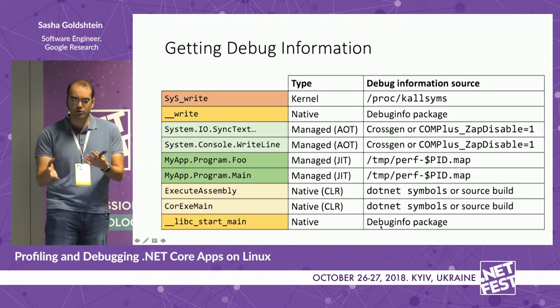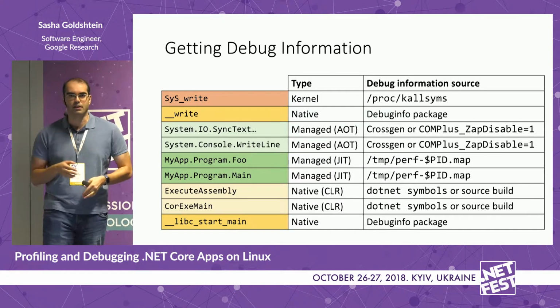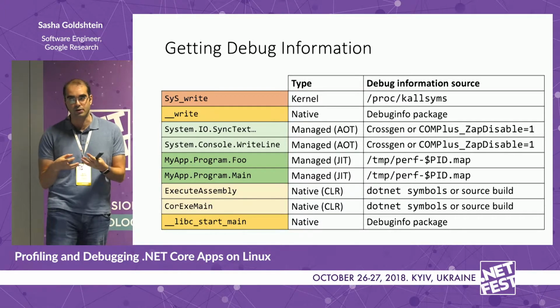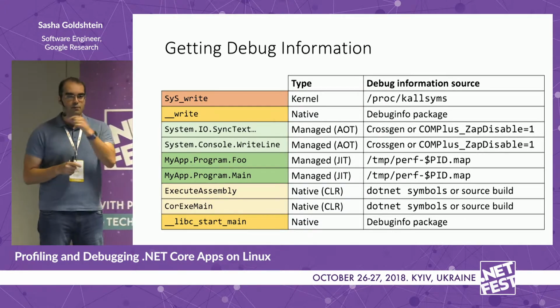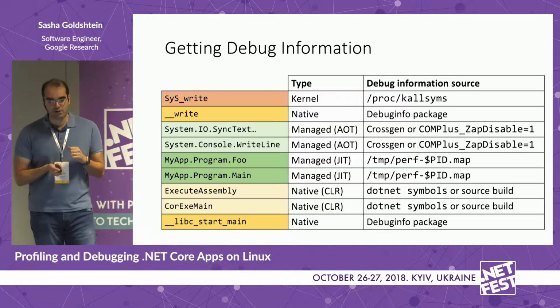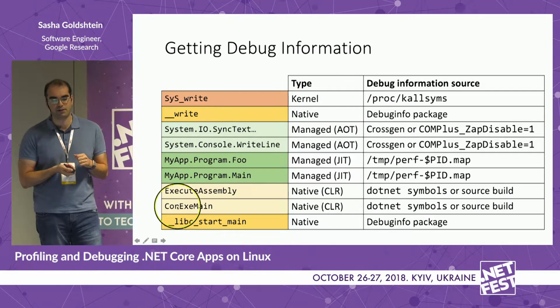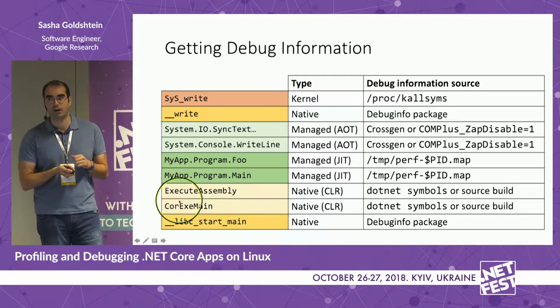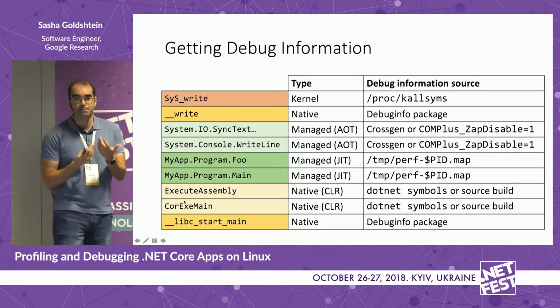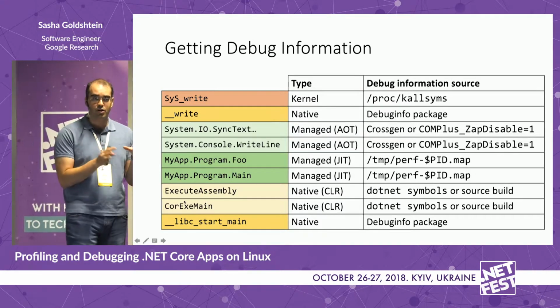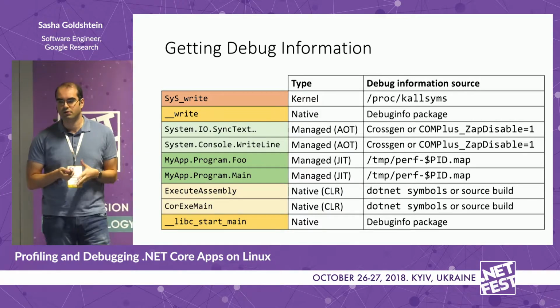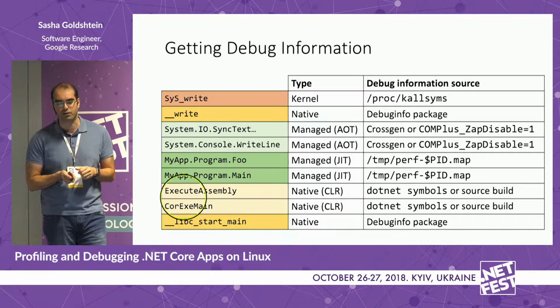So if you install Ubuntu, you also can install debug information for various Ubuntu libraries like this. Then we have the .NET stuff. And the .NET stuff, we have 3 types of .NET stuff in here. We have core CLR, which is native. This is C++ code, but it's part of .NET itself, the .NET runtime. So these 2 frames over here.